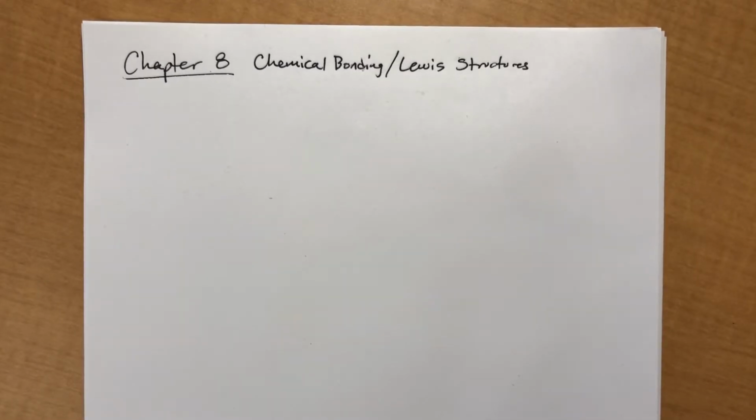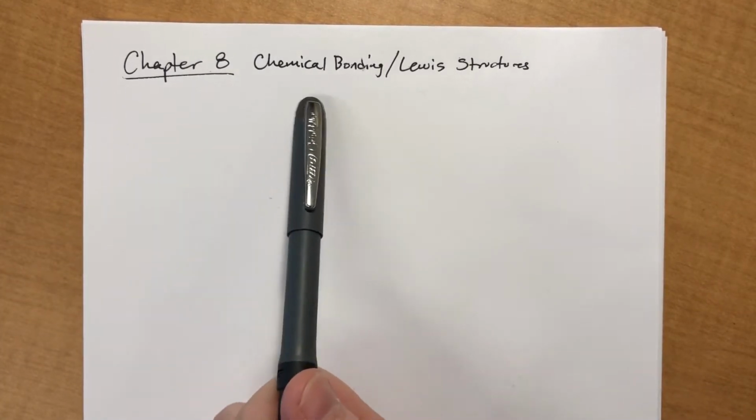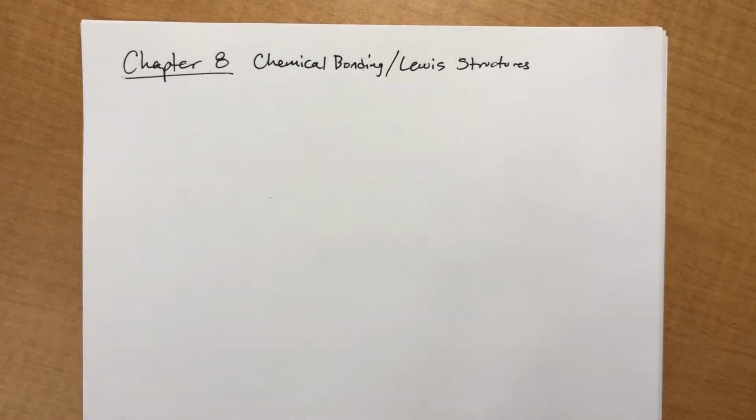Okay, so this is the first video of Chapter 8, and Chapter 8 is on chemical bonding and Lewis structures. It seems a little dumb that we're 8 chapters into a semester and we just now for the first time mentioned chemical bonds, but that's okay. We'll get through it. We'll figure it out.